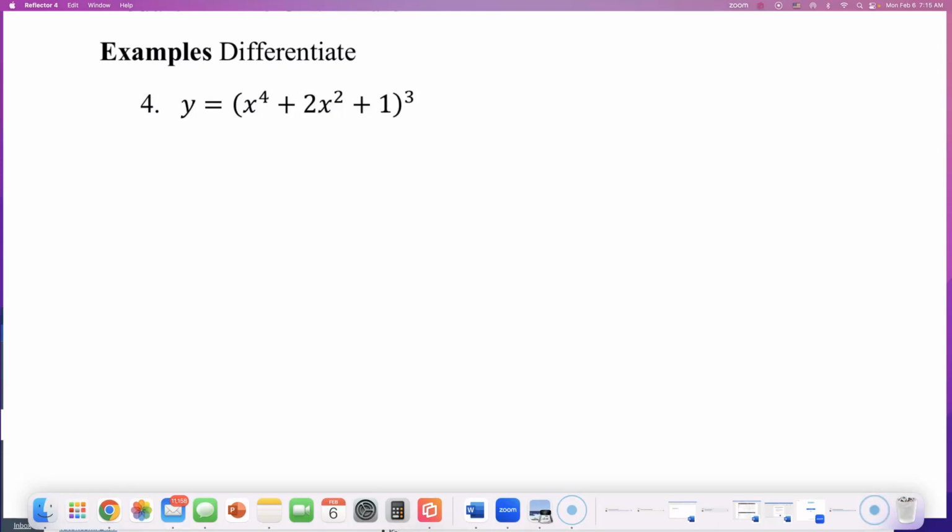Differentiate y using the chain rule in this example. So take the derivative of the outside part first by using the power rule. Let's bring that 3 down to the front. Keep everything inside this parenthesis exactly the same. We'll deal with this later.